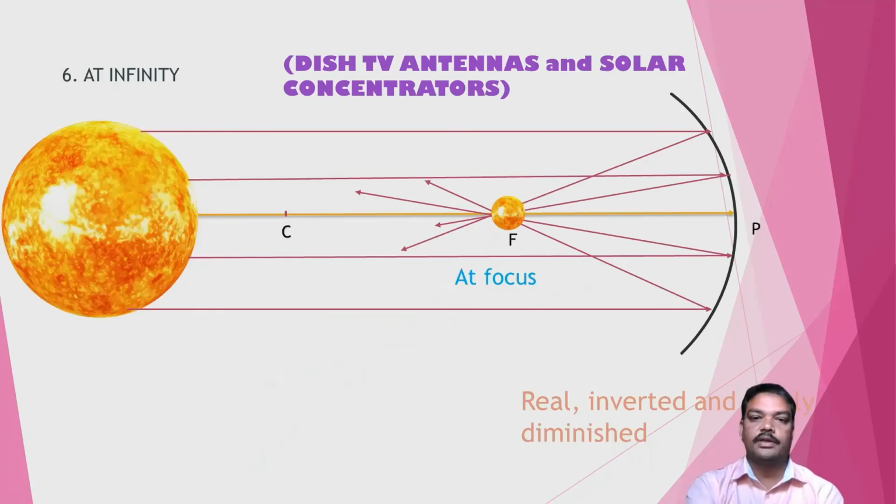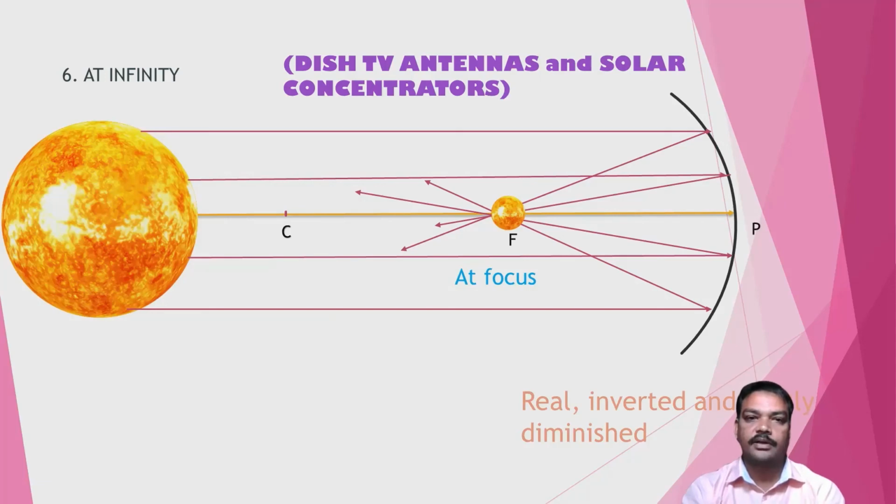And this is one more application. This is used in dish antennas. Dish antennas have bent inward surfaces, and signals from satellites get concentrated exactly at a certain distance above the dish antenna, where the receiver is placed. That receiver converts the signal suitably so it can be transmitted to the television.